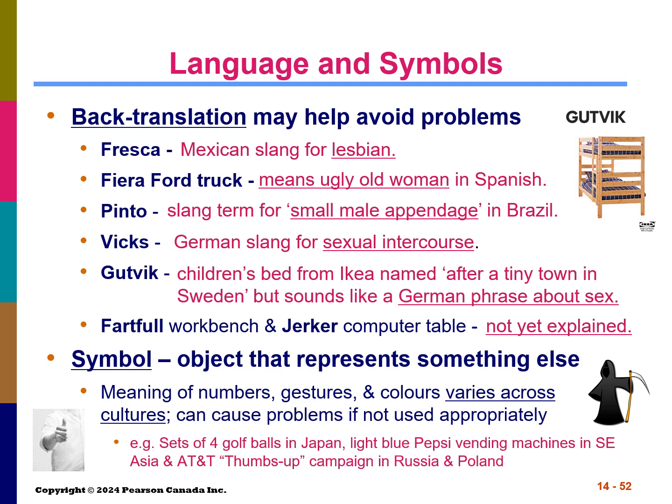A symbol is an object that represents something else. For example, numbers, gestures, and colors are symbols. Their meanings vary across cultures and can cause problems if not used appropriately. For example, sets of 4 golf balls were introduced in Japan, but the number 4 is associated with death. Light blue vending machines were introduced in Southeast Asia, but light blue is also associated with death in Southeast Asia. And AT&T's Thumbs Up campaign in Russia and Poland involved gestures seen as obscene, loosely translated as "up yours."